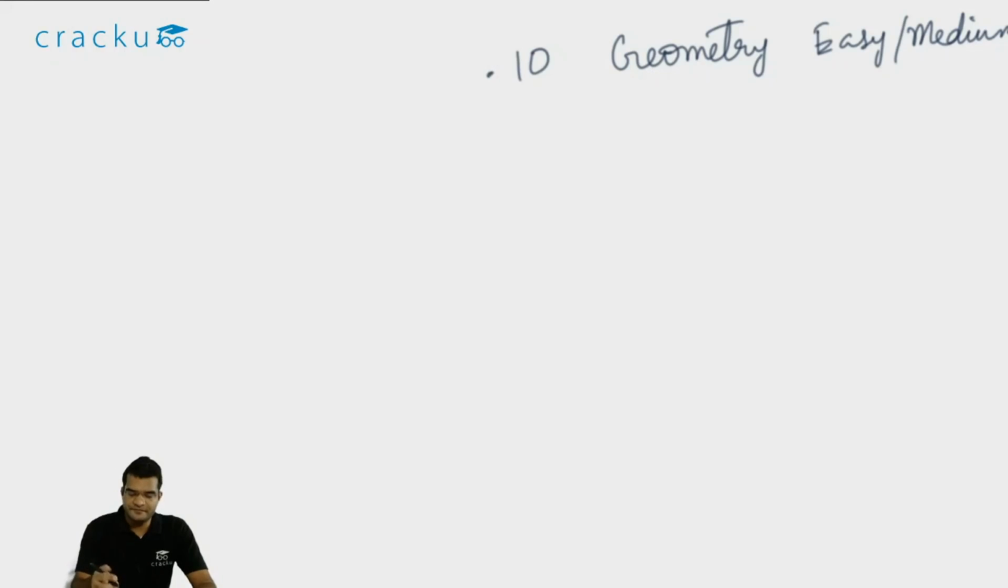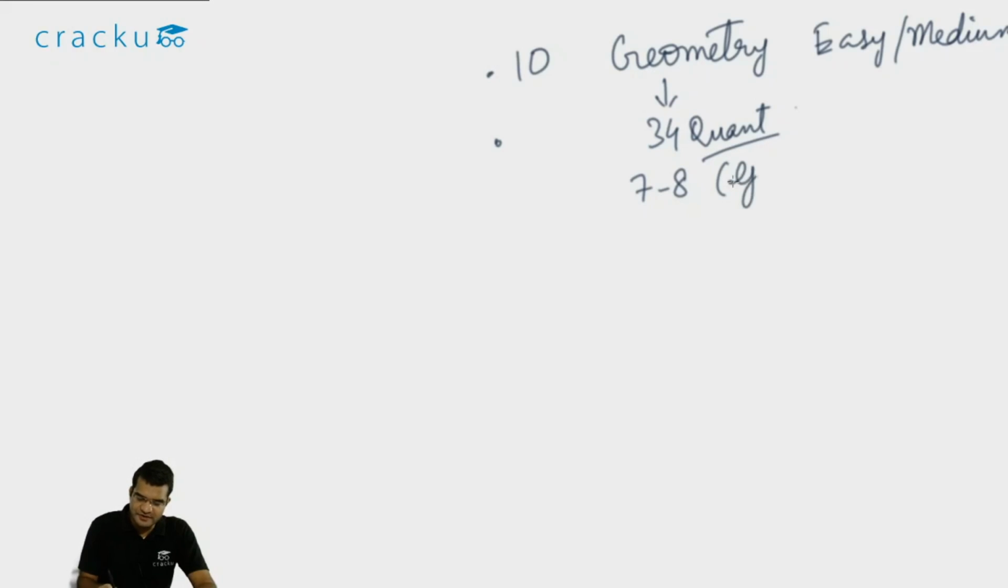Now geometry is in general a very important topic for CAT. Every year in the quant section, as you know, there will be 34 questions in quant. Out of these 34 quant questions, there are at least 7 to 8 questions which are asked in geometry. And many of the geometry questions can be answered if you know the theorem or if you know the applications of important concepts. So by solving these kind of questions, it will help you in improving your accuracy as well as speed.